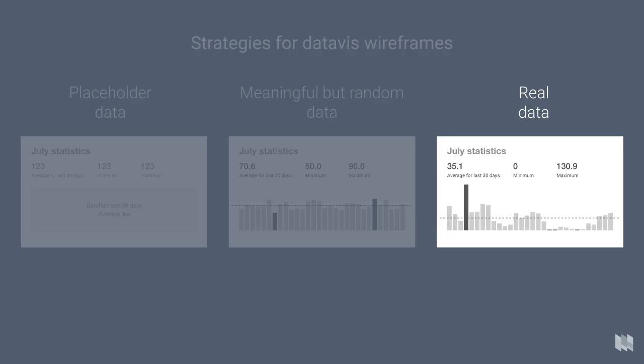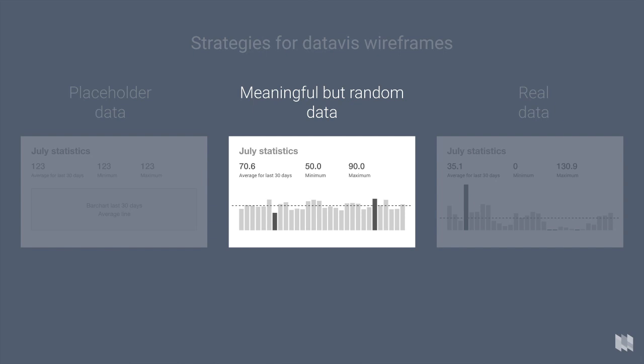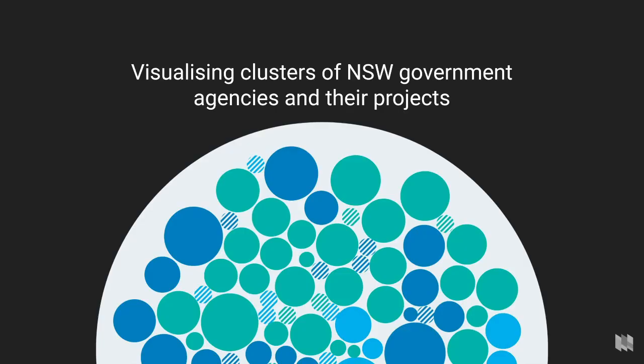Well, sometimes there's just no real data. Okay, so what do we do when we don't have real data? We can use meaningful but random data. This is exactly what we did in the second project I want to show you today, visualizing clusters of New South Wales government agencies and their projects.